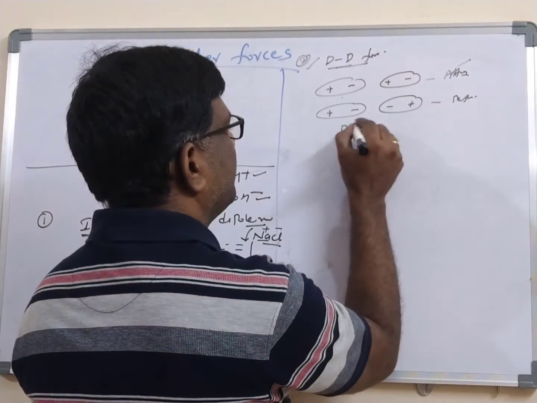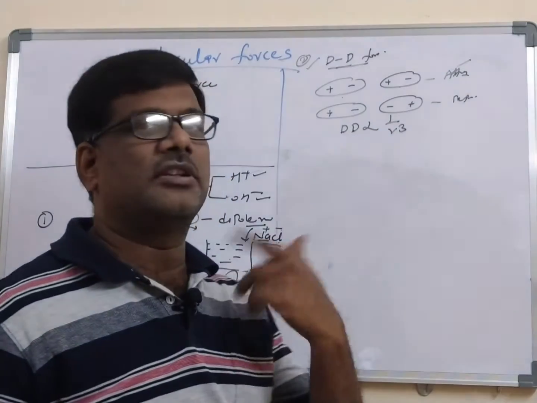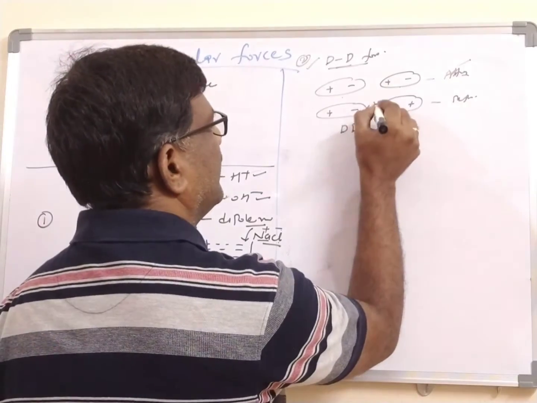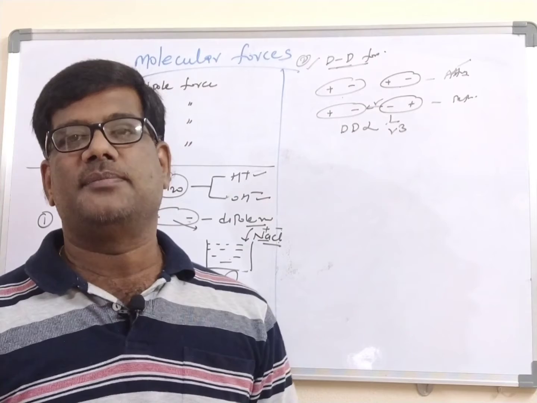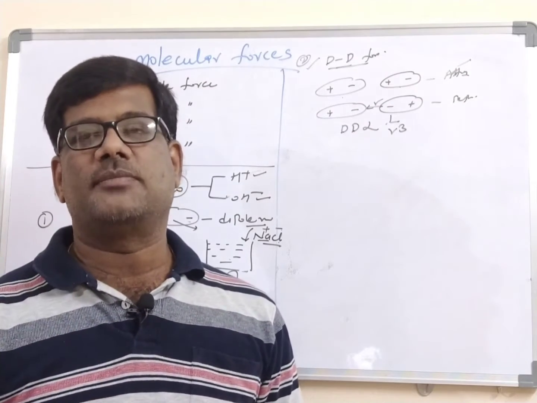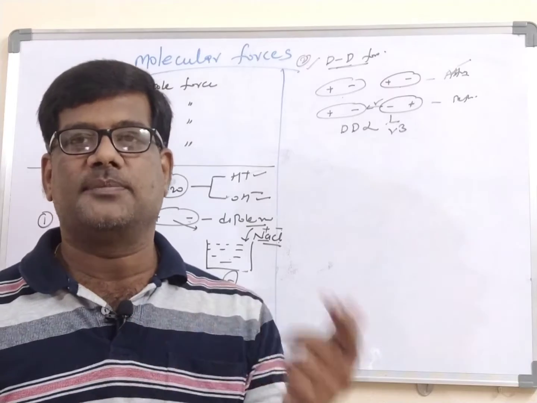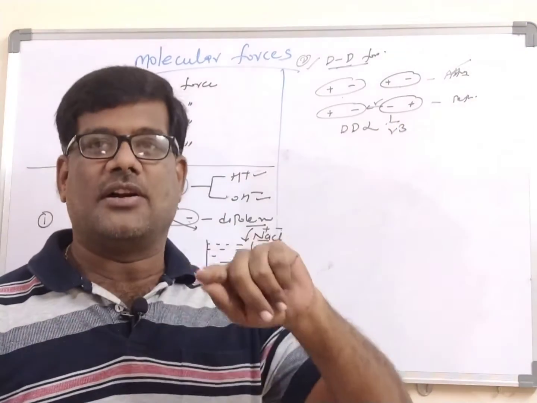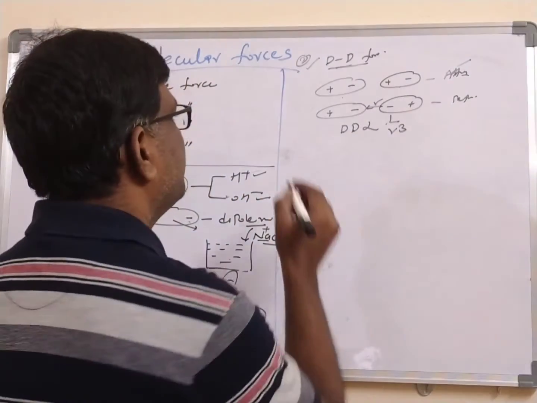This dipole force is directly proportional to 1 by r to the power of 3, where r is the distance between one dipole molecule and the other dipole molecule. That's all. This is about the dipole force. A force that operates between one dipole molecule and another dipole molecule is called the dipole force, which is directly proportional to 1 by r to the power of 3, where r is the distance between one dipole molecule and the other dipole molecule.